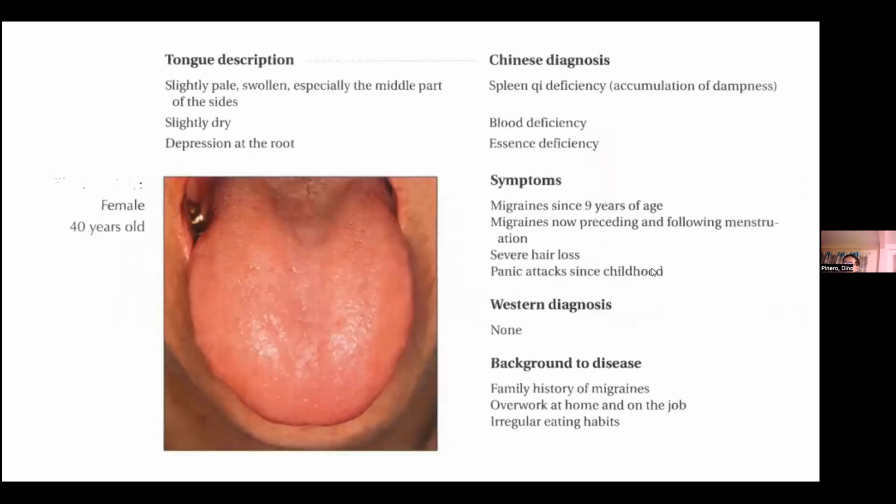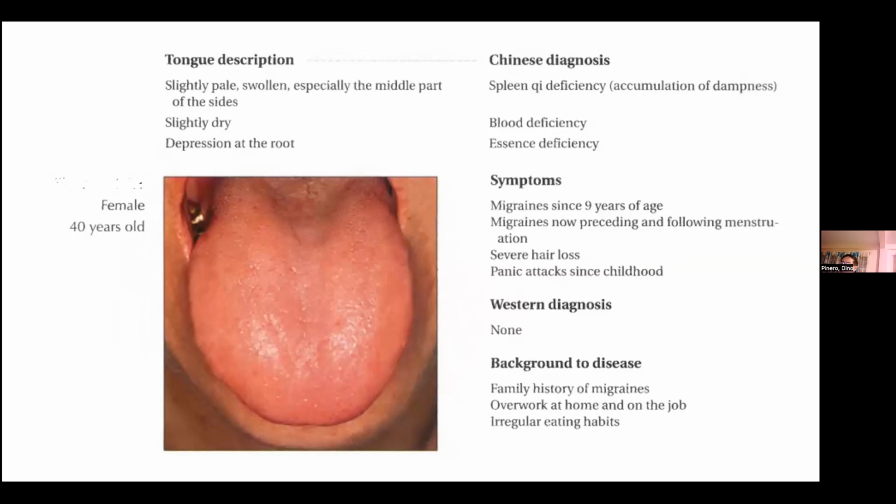So next, we have another case of a female, 40 years old. Observe natin yung tongue. There is a slightly pale swollen, especially on the middle part of the sides. So this indicates that there is a spleen qi deficiency, accumulation of dampness. Meron siyang slightly dry, which indicates that there is a blood deficiency, and meron siyang depression at the root. So tingnan po natin yung pinakalikod ng tongue, which indicates that there is an essence deficiency.